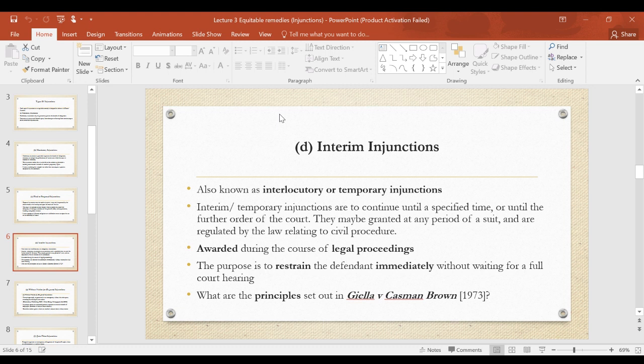We have specific requirements for one to rely on this interim injunction as a remedy, which has been expounded very well in Igela versus Casman Brown, a case which was dealt with in the Kenyan High Court in 1973. It provided for those requirements that must be met by the plaintiff when approaching the court for this kind of relief. So the court will assess the matter and come up with this relief only if they satisfy those principles set out in Igela versus Casman Brown. We shall deal with Igela versus Casman Brown and its principles in another slide.